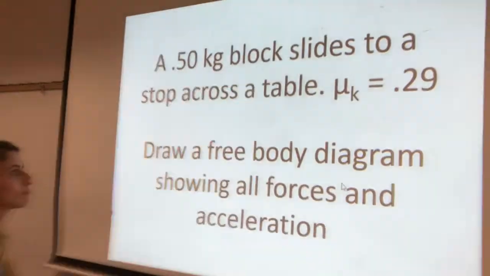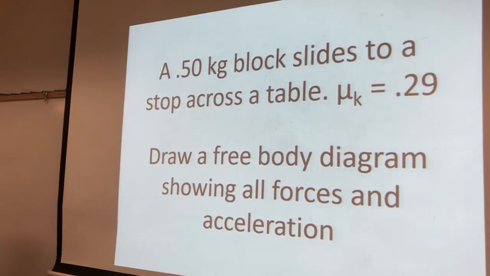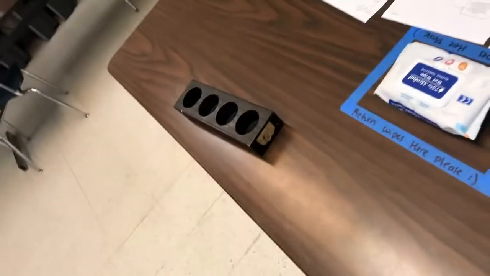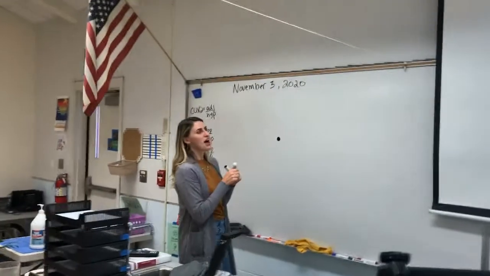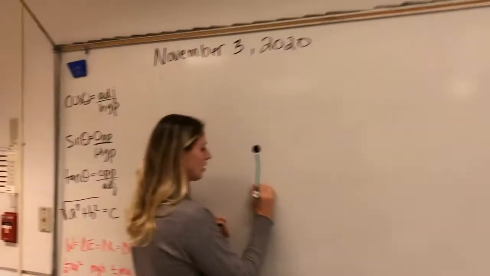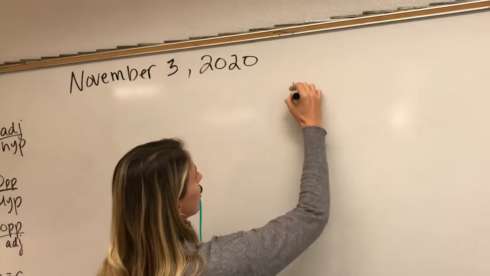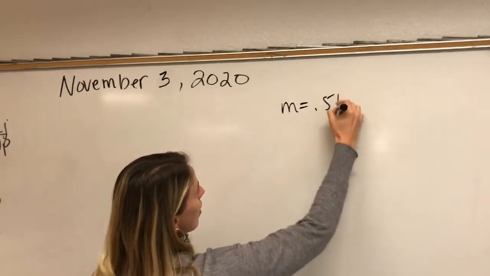Okay, let's do some practice. A 0.5 kilogram block slides to a stop across a table. That's going to look like this. Okay, so we've got our 0.5 kilogram block. Let's put that up here. So mass was 0.5 kilograms.